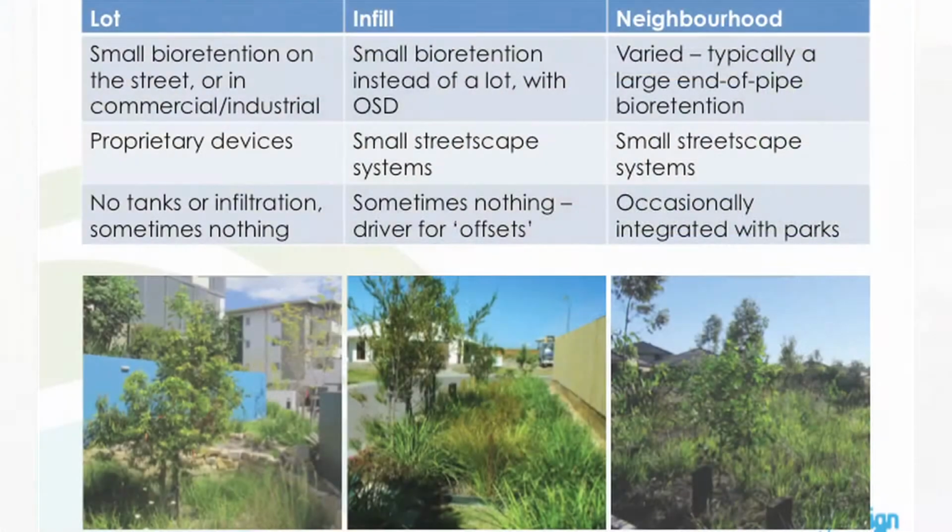So on a townhouse, this is kind of a typical outcome. It's not bad, it's a little bioretention out near the street. The townhouse development drains to it, and it's okay. It's a decent little landscape feature. Sometimes nothing happens at all.